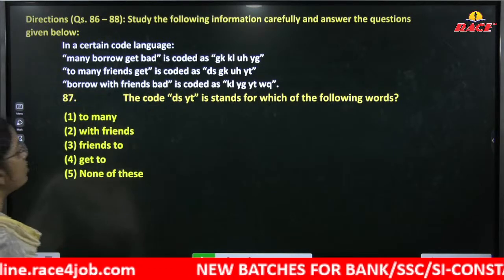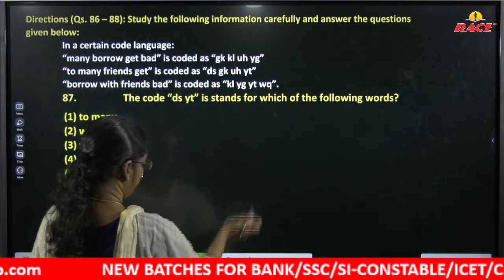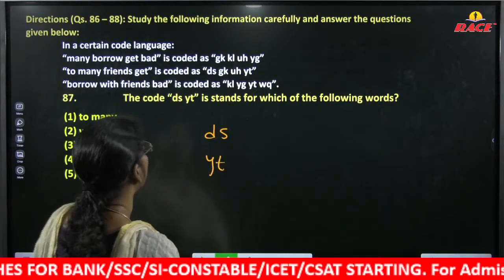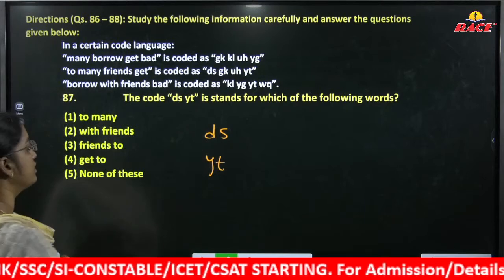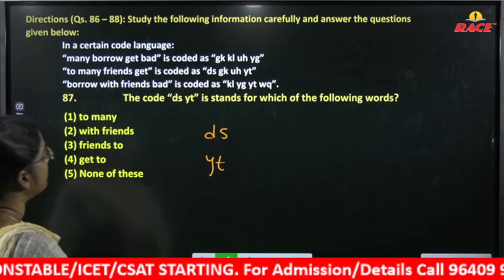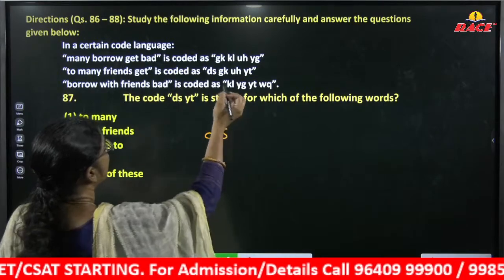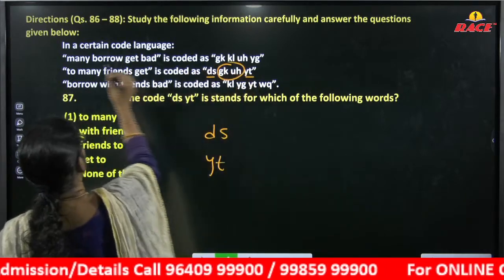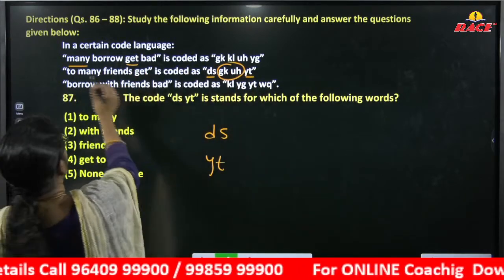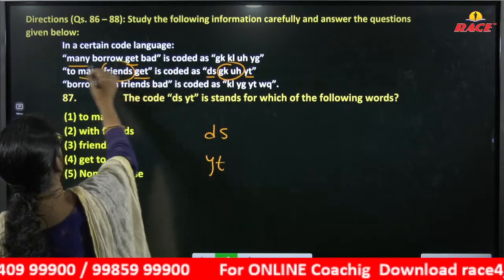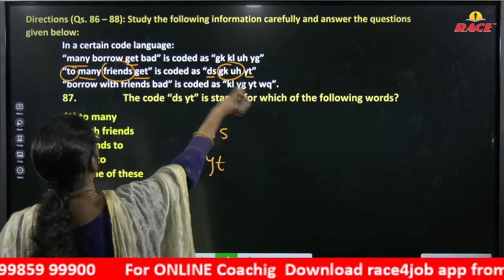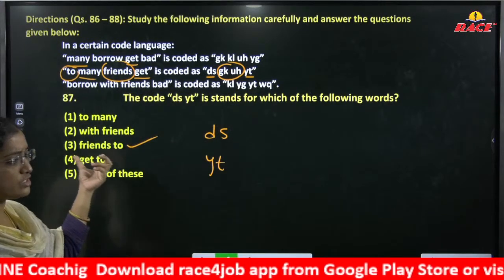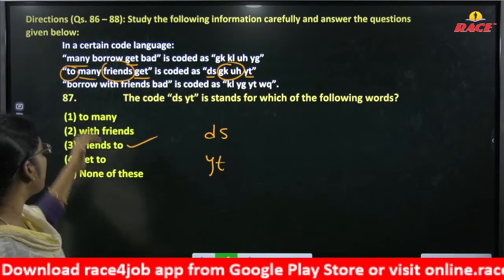The code DSYT stands for which of the following words? Just observe here, DSYT, so DS and YT. We already know GK and UH are related to many, get. That means the remaining two codes in that line are related to two friends. The remaining two codes are related to two friends. That means our answer is friends, too. For these types of questions, order is not necessary. So too, many is the correct answer.